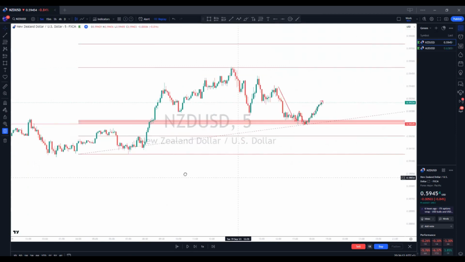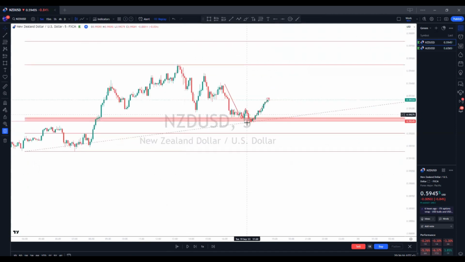So price has tapped into the zone. From doing lower lows, lower highs, lower lows, lower highs, price broke above the lower high. Now we have this area here. That was more or less the lower high that was broken. Do you understand? It's more or less like resistance turning into support.